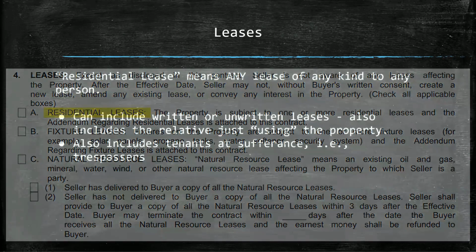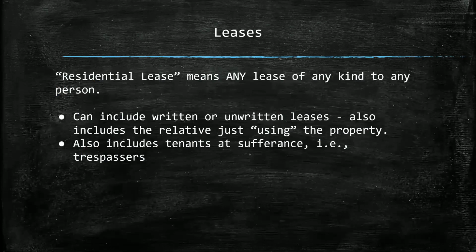So a residential lease means any lease of any kind to any person. It can include a written or unwritten lease. It also includes the situation where you have a relative who's just, quote, unquote, using the property. It also includes situations where you have a tenant at sufferance, or in other words, a trespasser. Any lease where there is a person using the property as their residence and they don't own the property, that is considered a lease for purposes of paragraph 4.